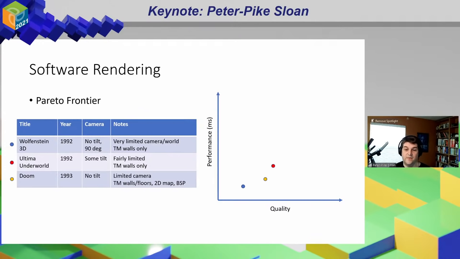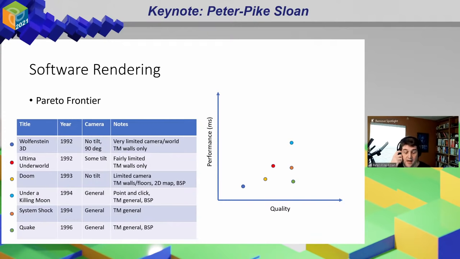The next set of PC games came out, and I actually left. I was in Sutherland in 94. I think it was summer of 94. And I joined a game startup run by a guy named Bruce Johnson, who worked prior to that on Axis Software. And so Under a Killing Moon is one of the first general 3D engines. This was a point-and-click adventure game that had general texture mapping.